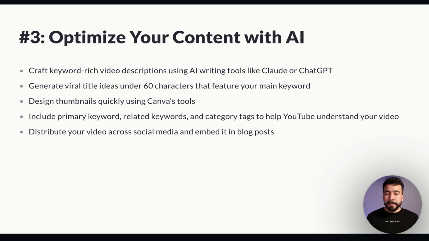You can also design very simple and unique thumbnails using Canva, which is a freemium tool, or if you have Photoshop, you can also use Photoshop. From there, you can include primary keywords, related keywords, and your category tags to help YouTube understand your video. And again, this is really why it's important when you are creating your topic that you say the topic or the keywords in the intro.